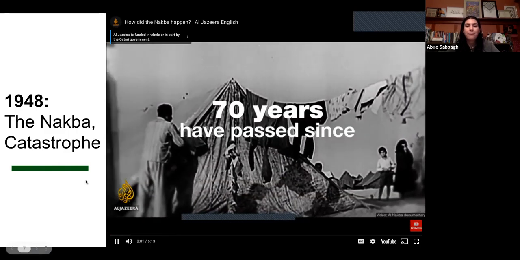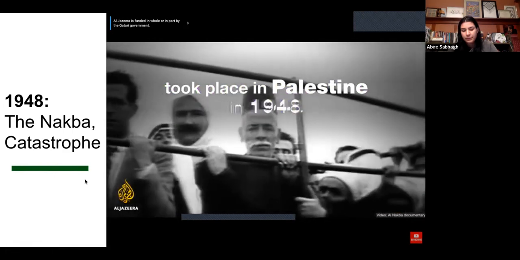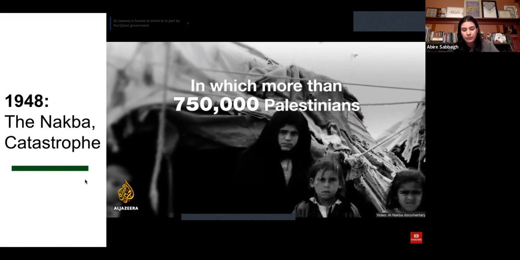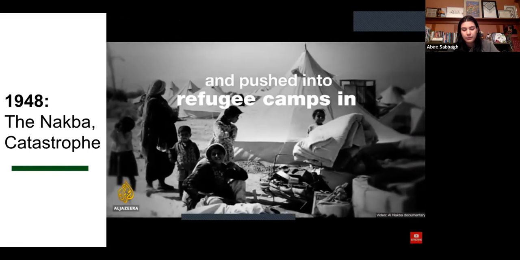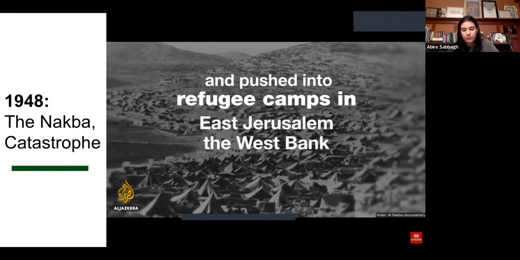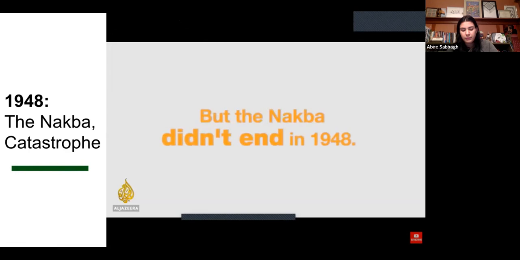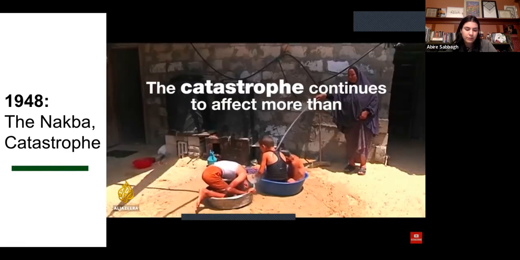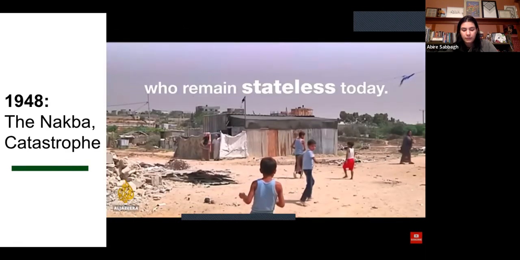70 years have passed since the Nakba, the catastrophe in Arabic, took place in Palestine in 1948, in which more than 750,000 Palestinians were forcefully displaced from their homes and pushed into refugee camps in East Jerusalem, the West Bank, the Gaza Strip, and neighboring countries. But the Nakba didn't end in 1948. The catastrophe continues to affect more than 12 million Palestinians, who remain stateless today.